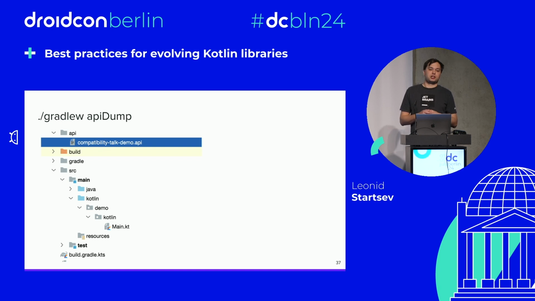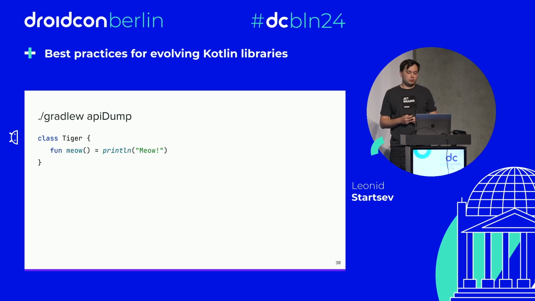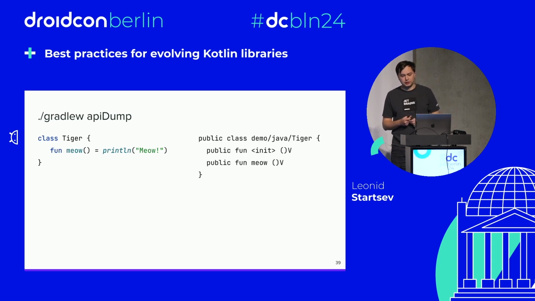When you first run Gradle apiDump, you can see that there is a new file in your project structure, in a special folder called api, with the .api extension. If we open it, we'll see the following. Imagine in our library we have this class Tiger with one function now. When we open the .api file, we can see that its contents resemble the public API of this class.